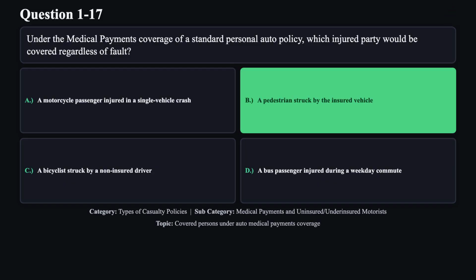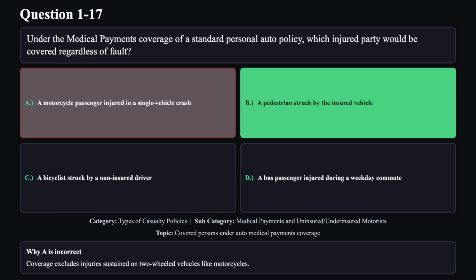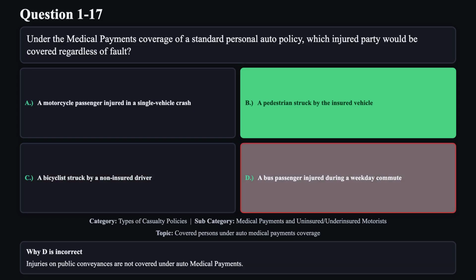The correct answer is B. Medical payments coverage applies to medical expenses of anyone injured by the insured vehicle, including pedestrians struck by that vehicle, regardless of fault. Reason A is not correct. Coverage excludes injuries sustained on two-wheeled vehicles like motorcycles. Reason C is not correct. Medical payments does not extend to accidents caused by non-insured drivers hitting cyclists. Reason D is not correct. Injuries on public conveyances are not covered under auto medical payments.